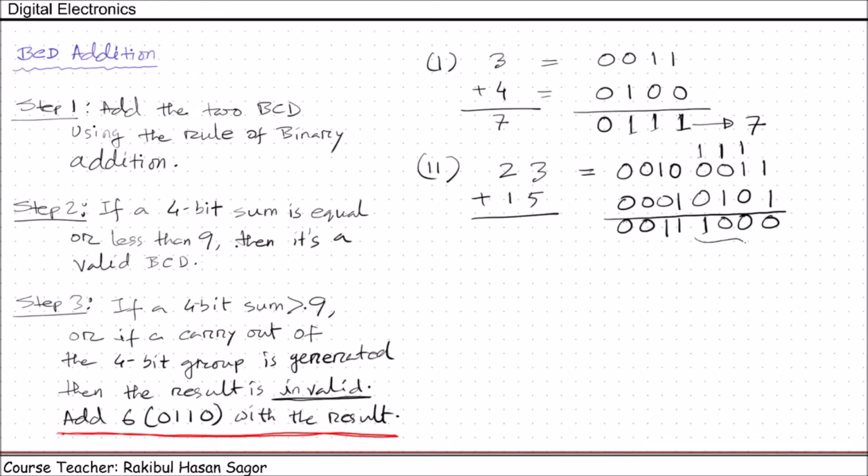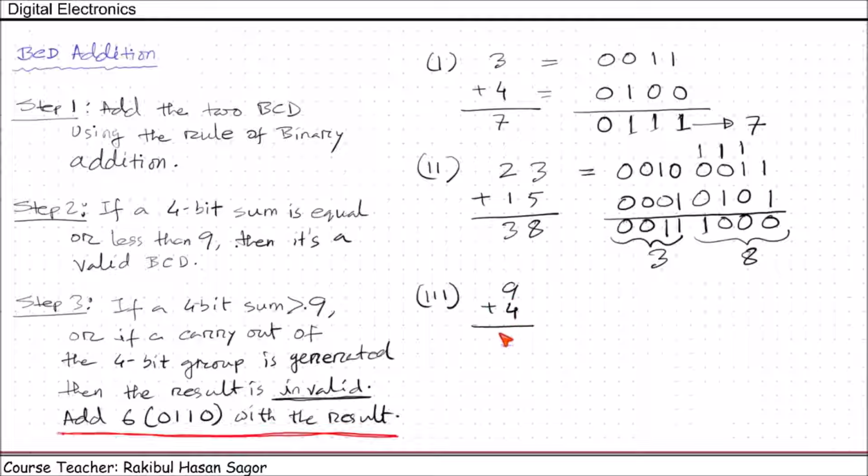So what is the corresponding BCD value of this number? That will give you 8. And what is the corresponding BCD value? This is 3. So the result will be 38. If we add these two numbers, 5 plus 3 will give you 8 and 2 plus 1 will give you 3. Now let us see another example. Suppose we want to add 9 plus 4.